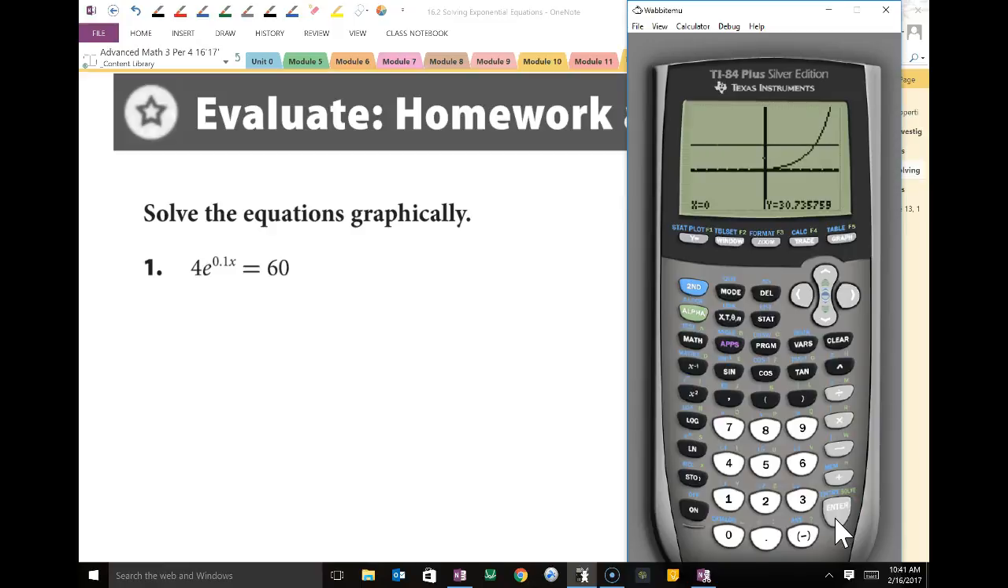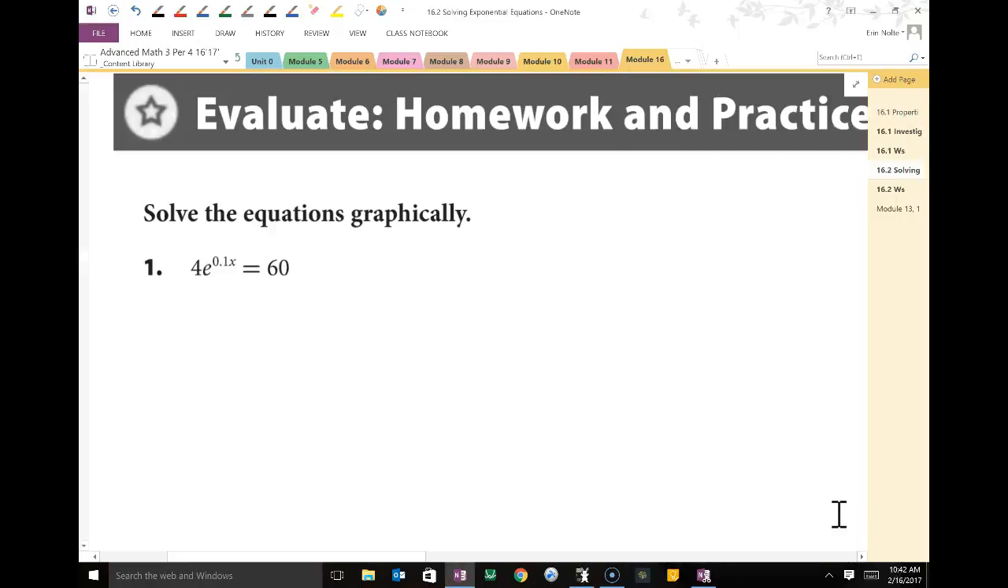Oh, that's nice. Perfect. All right, so then how do I find the intersection? What do I hit? Second trace, number 5. Enter, enter, enter. And the x value is the answer that I'm looking for, and I see 27.08. Let's call that 1. 27.081. Anybody else get that number?